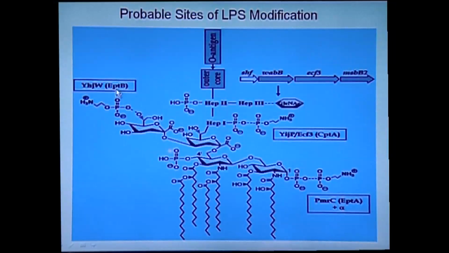As LPS is a very large molecule, there will be specific sites where it can be modified, and as you can see here, it can be modified by EFTB, it can be modified by CPTA. So, the modification sites can be in the inner lipid A, in the core polysaccharide and also in the outer O-antigen, and this modification will change the particular LPS molecule and will make the bacteria more dynamic.